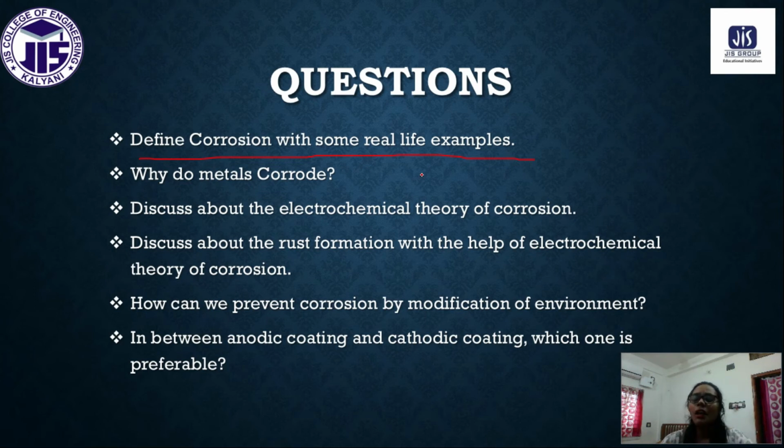Now if we have copper metal, copper utensils, after some time we can have some greenish color coating on the copper utensils. So this is also one of the examples of corrosion. These are some of the different types of corrosion that we frequently see in real life.